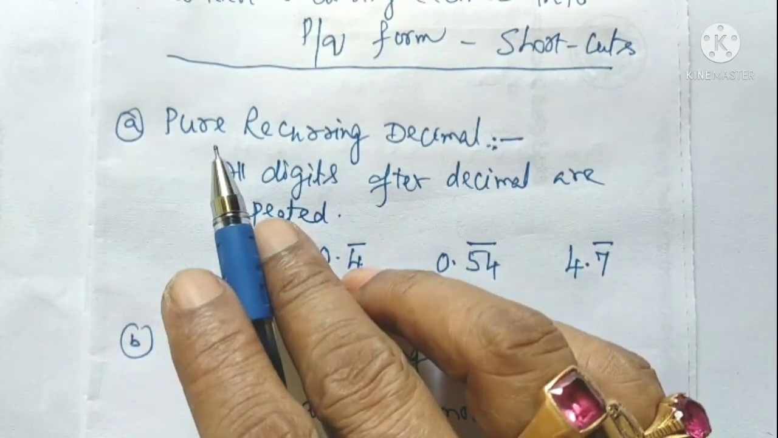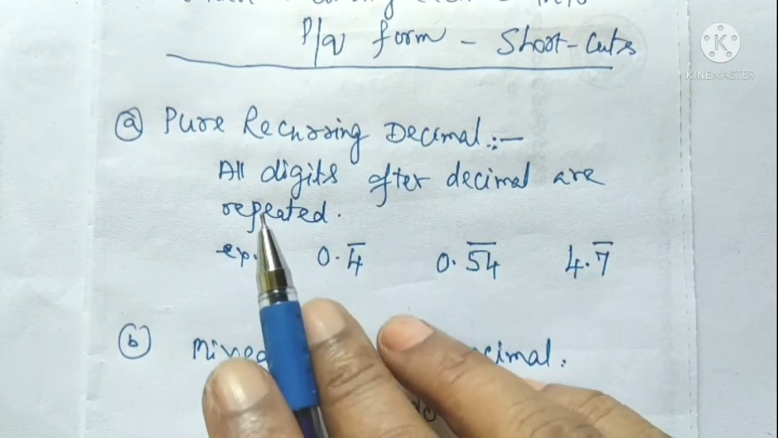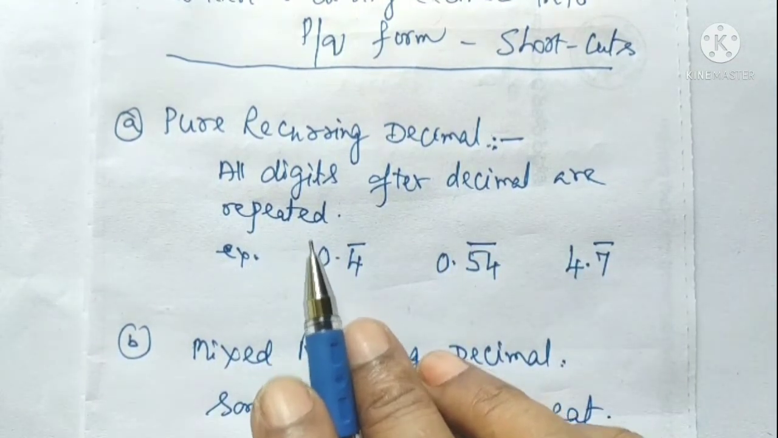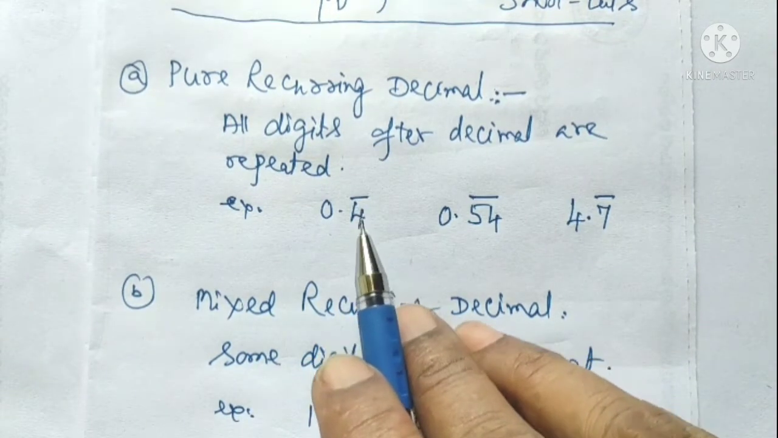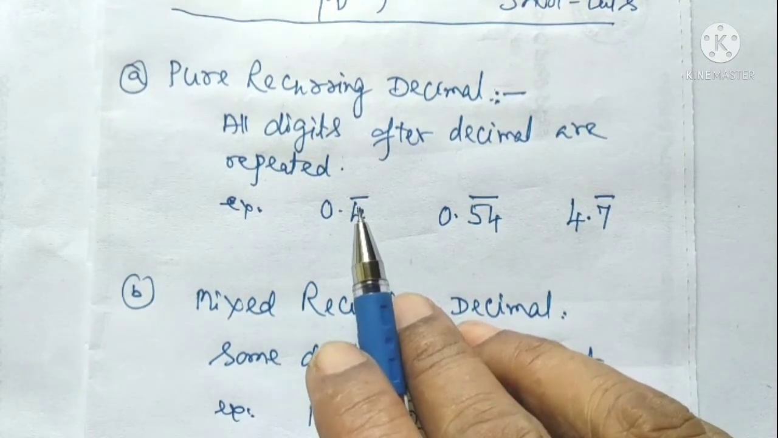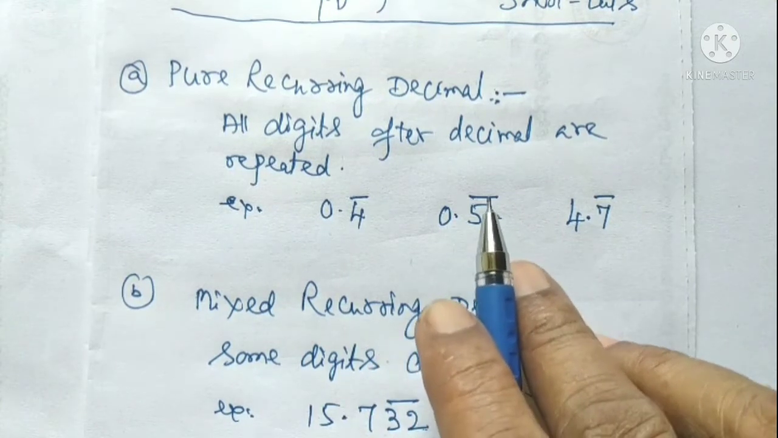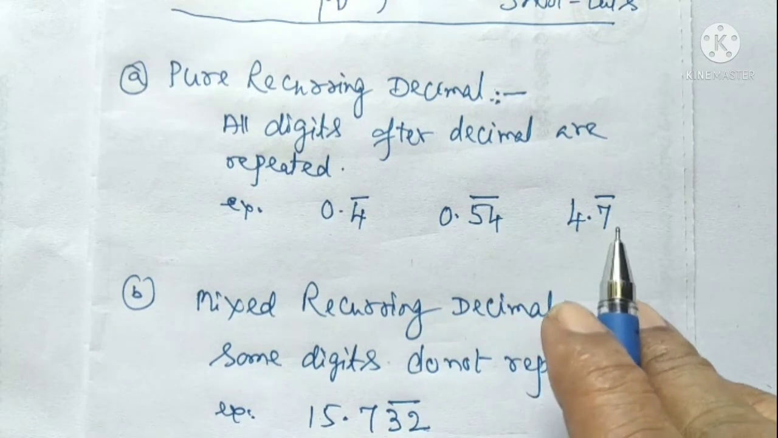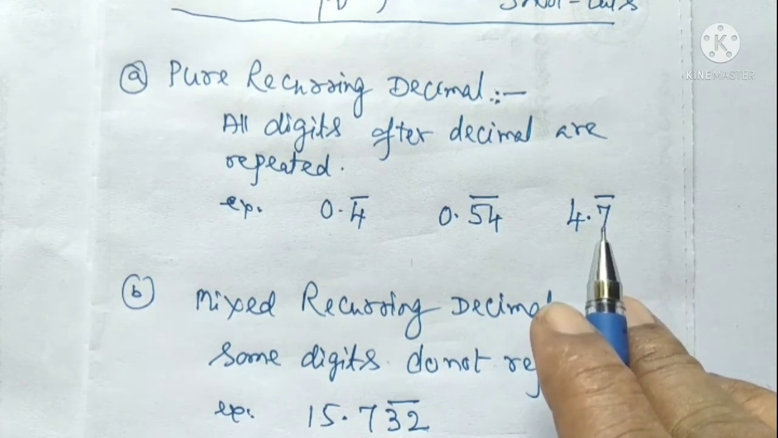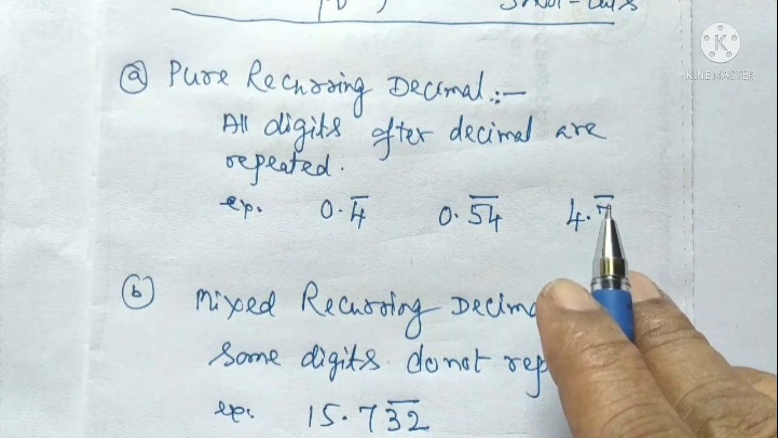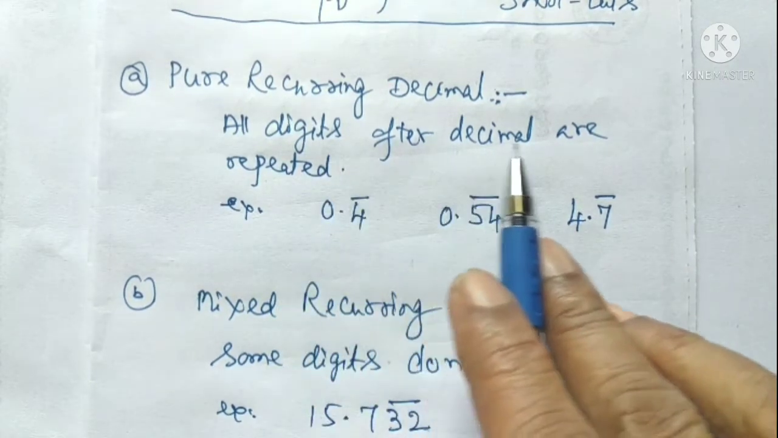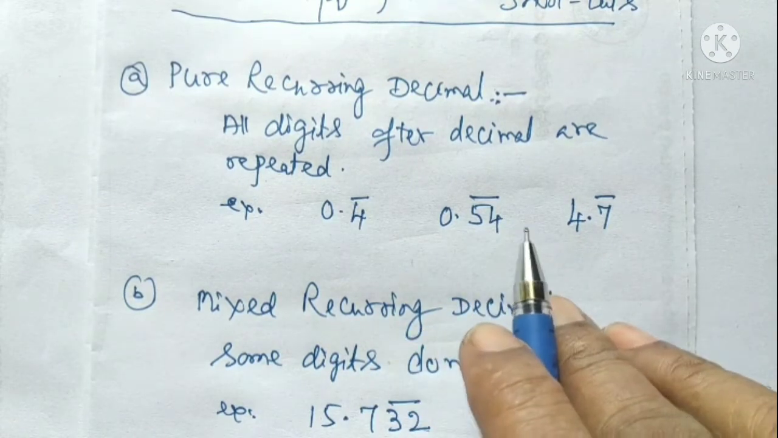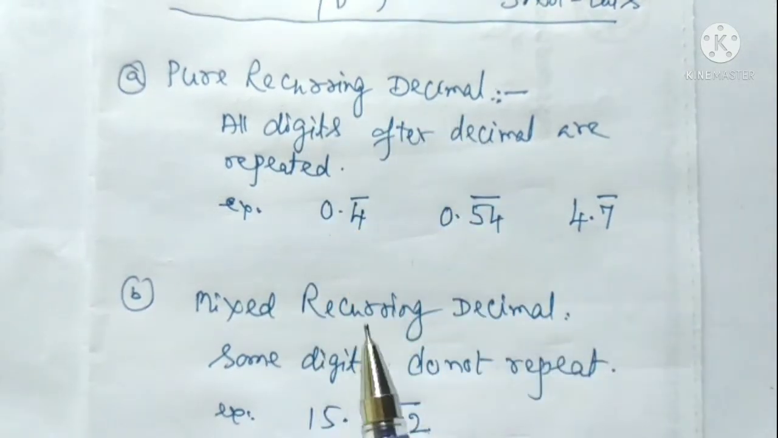One is pure recurring decimal. All digits after the decimal are repeated. Say, for example, 0.4 bar. In this case, only 4 is recurring. In case of 0.54 bar, both 5 and 4 are recurring. In the case of 4.7 bar, the digit 7 is recurring. So, all the digits after the decimal are repeated. Such decimals are called pure recurring decimals.